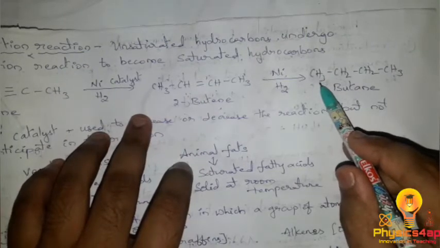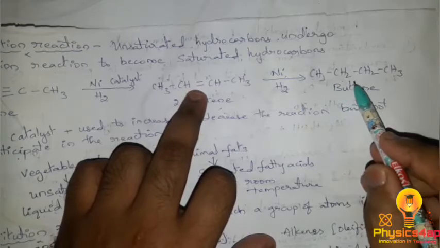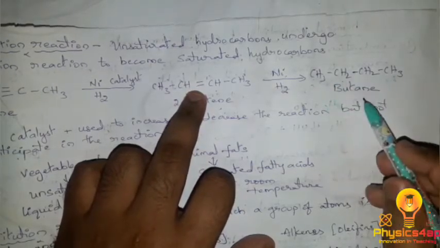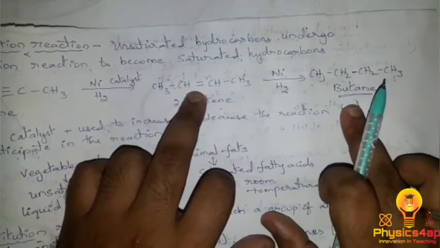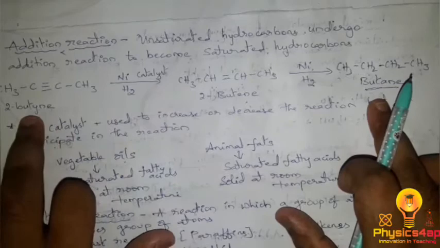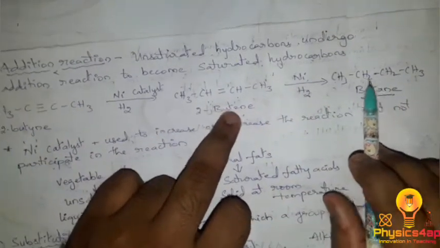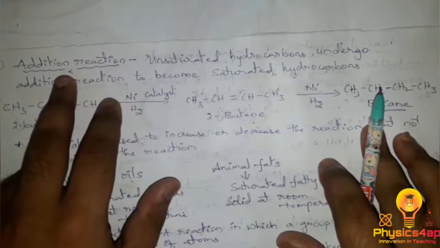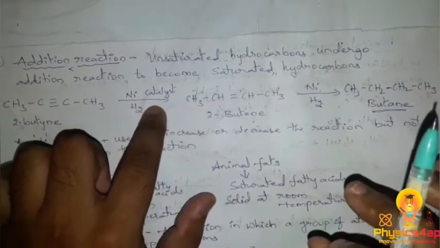Now what does it become? It becomes CH3 bond CH2, as the double bond has been converted to a single bond, and CH2 CH3. Now this is called butane. So here the triple bond has been converted into a double bond, and the double bond has been converted into a single bond with the help of the reaction called addition reaction. So in this addition reaction we are adding hydrogen with the help of a nickel catalyst.